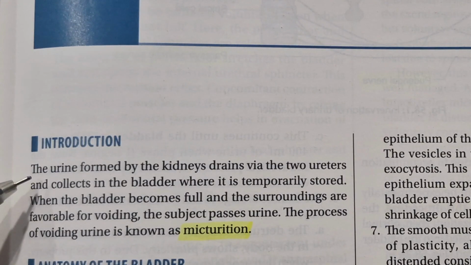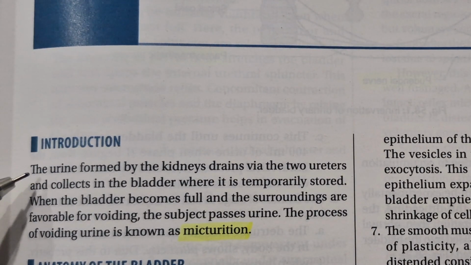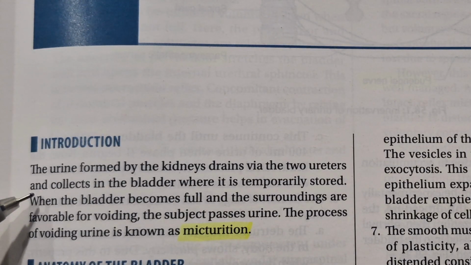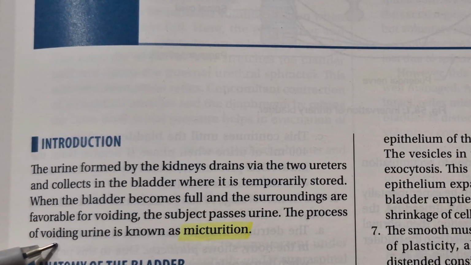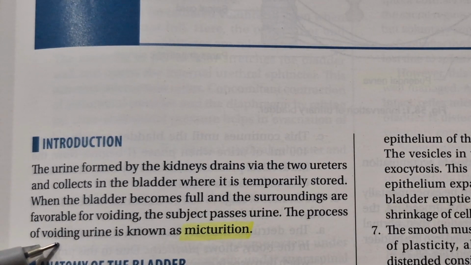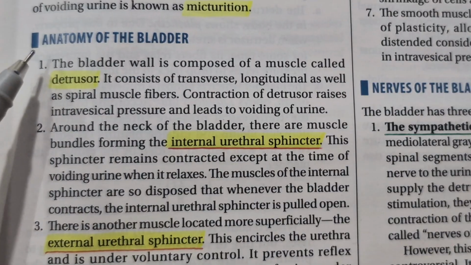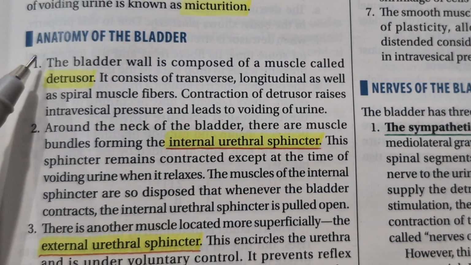Micturition. The urine formed by the kidneys drains via the two ureters and collects in the bladder where it is temporarily stored. When the bladder becomes full and the surroundings are favorable for voiding, the subject passes urine. The process of voiding urine is known as micturition. Anatomy of the urinary bladder.